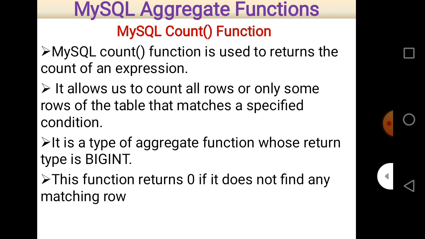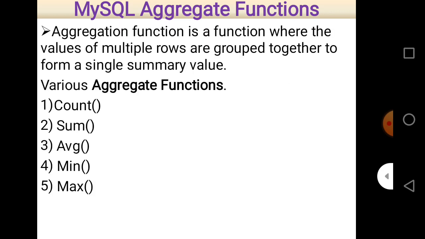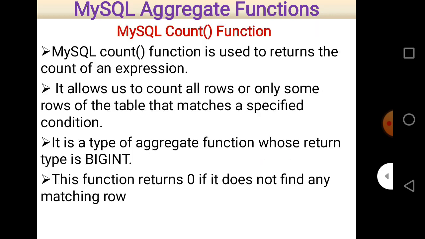It is a type of aggregate function, as we just discussed, where the values of multiple rows are grouped together. It may be asked in examination what you mean by aggregate function and what the different types of aggregate functions are. Aggregate function is nothing but a function where the values of multiple rows are grouped together to form a single summary value, and various aggregate functions are count, sum, average, min, max. Count is one of them, and as the name suggests, it allows us to count all rows or only some rows according to the condition specified.